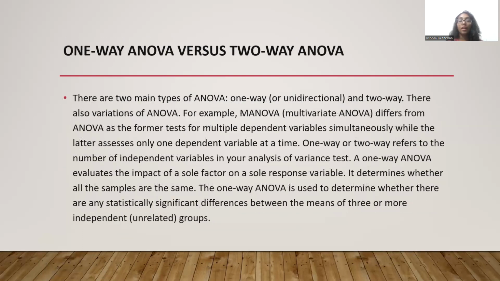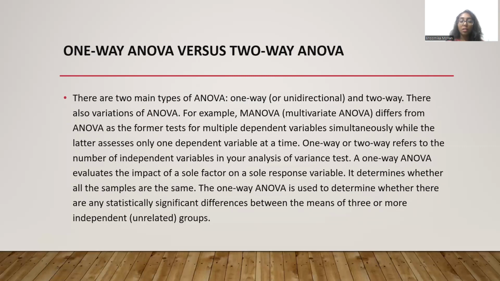One-way ANOVA versus two-way ANOVA. There are two main types of ANOVA, one-way or unidirectional and two-way. There are also variations of ANOVA. For example, MANOVA, multivariate ANOVA, differs from ANOVA as the former tests for multiple dependent variables simultaneously, while the latter assesses only one dependent variable at a time.